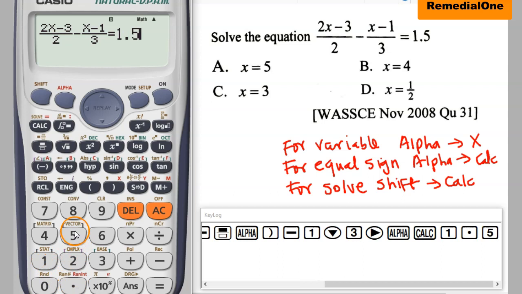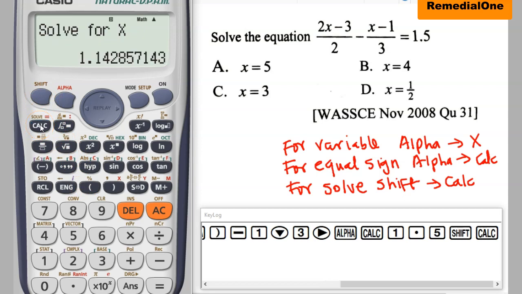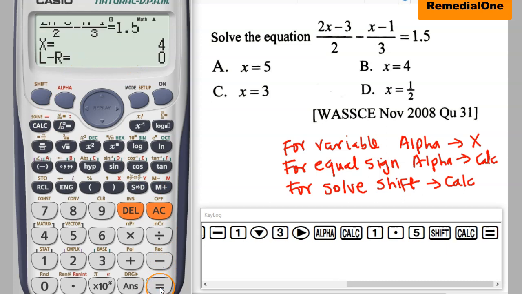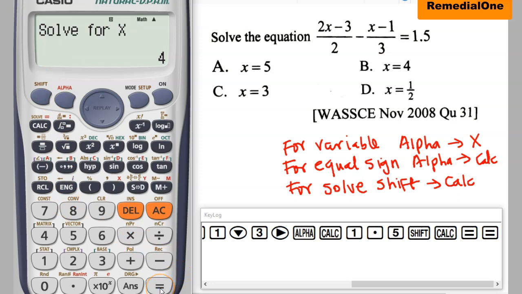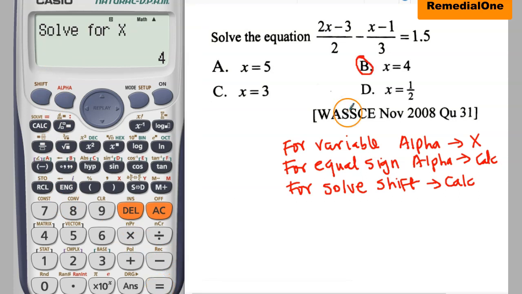Now we need to solve it. We go to the shift and we come to calc here, and that is not the answer. So we go to the equal, and it's saying left minus right. Remember, when you're solving an equation, you put all on one side. So now it is working it out, and then you press equal again, and that gives you the answer. So 4, which is B, and you can work it out.